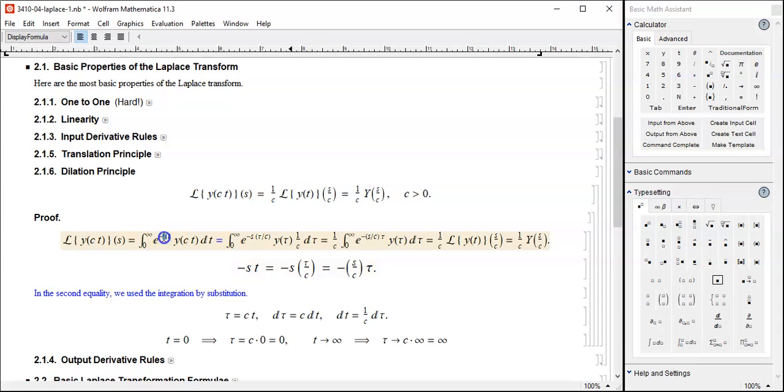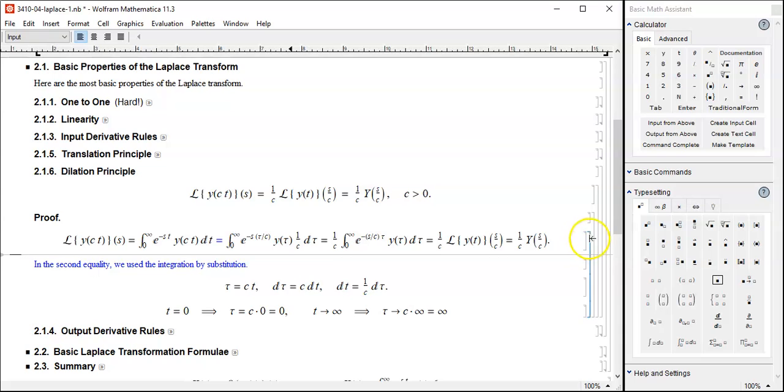So what did you get? Instead of s, we ended up with s over c. Otherwise the same. So what am I going to get in the end? Capital Y of s over c in place of just s. This 1 over c was counted before. It came from here. The other, s over c, came from this business. So that's the proof.